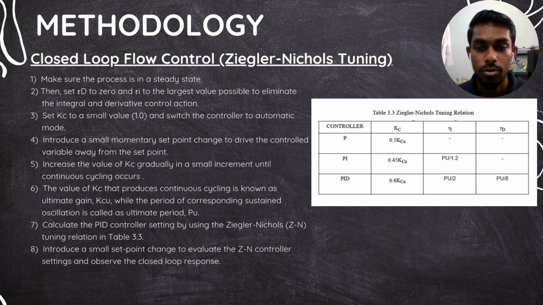Calculate the PID controller settings by using the Ziegler-Nichols (ZN) tuning relations in Table 3.3. Finally, introduce a small set point change to evaluate the ZN controller settings and observe the closed loop response.